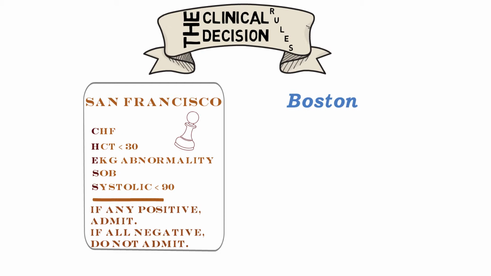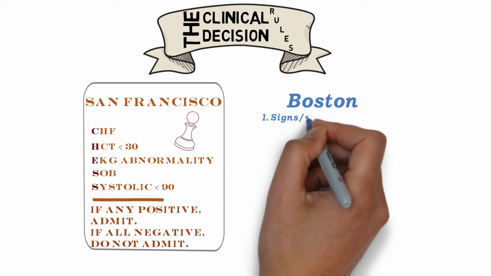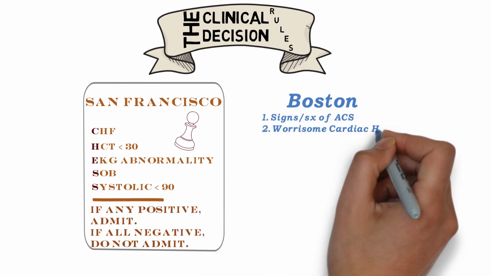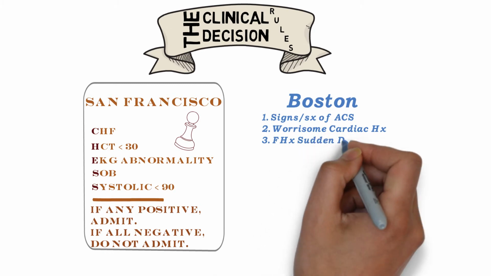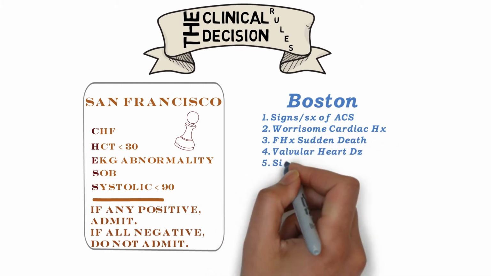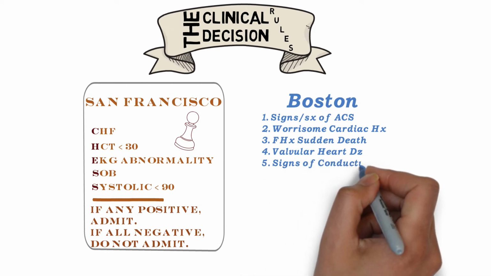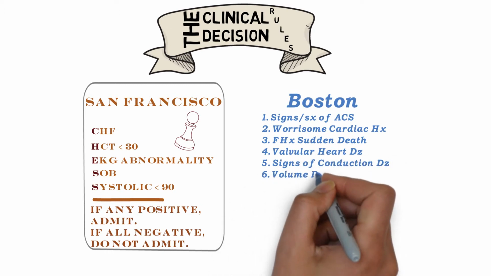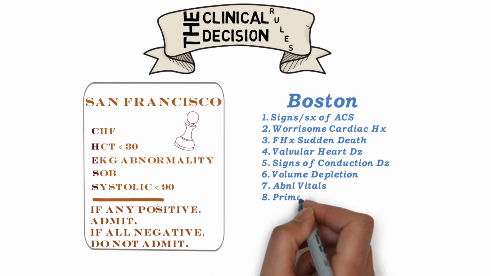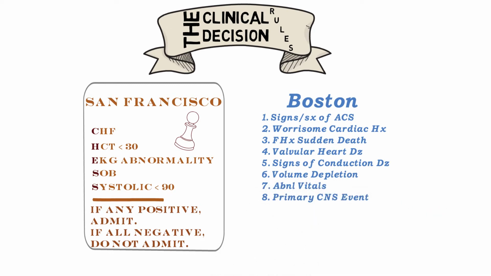Next, the Boston rule. The Boston rule has a few more criteria, 8 total, and they are any signs or symptoms of ACS, a worrisome cardiac history, a family history of sudden death, any valvular heart disease, signs of conduction disease, volume depletion, abnormal vital signs, or a primary CNS event.